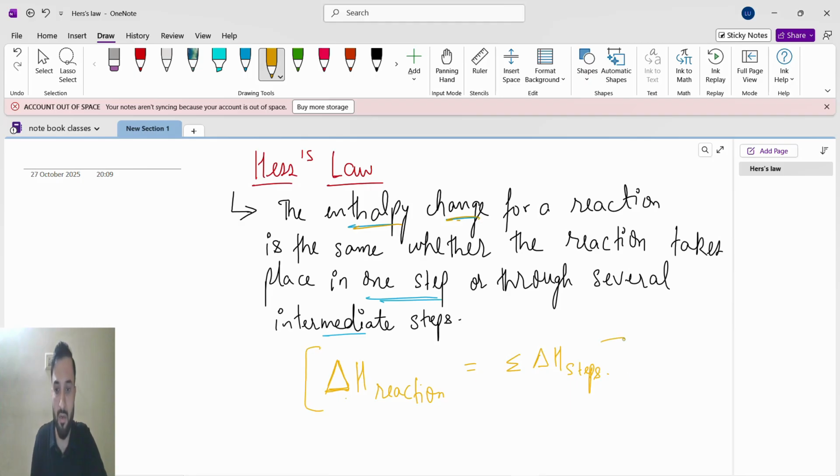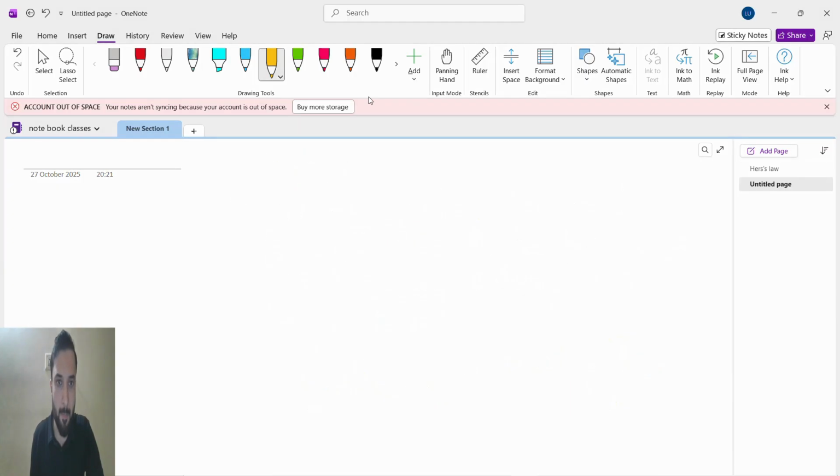Delta H for any reaction does not depend on the path. It depends on the final product. So whichever path you take, one step or 3, 4, 5 steps, delta H will remain the same. So you write this definition and then write this. If you want, you can also write that enthalpy change is a state function. It does not depend on the path. Fine. After that, I will explain with the help of one example.